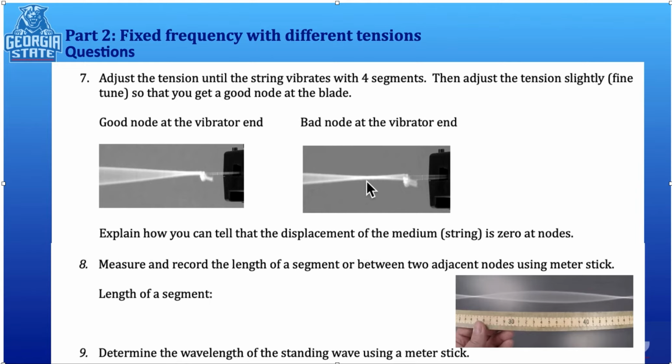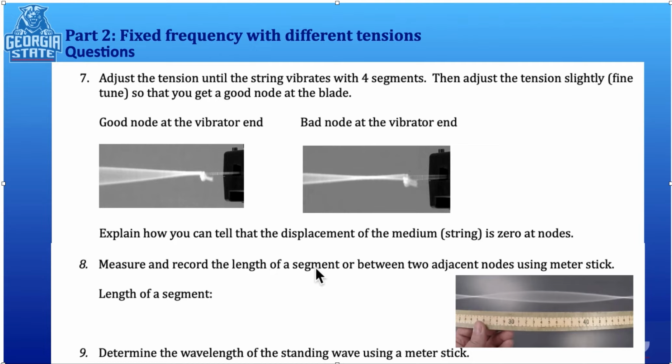This one is not being made at the end of the loop. So I think you know enough about the nodes and why nodes are formed, and you can easily answer this question, that why the displacement is 0 at the nodes.